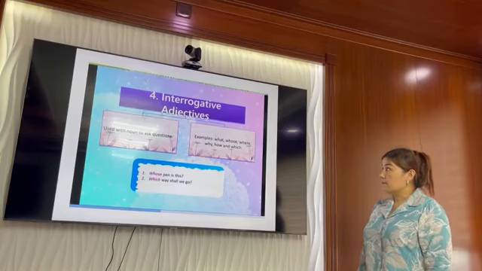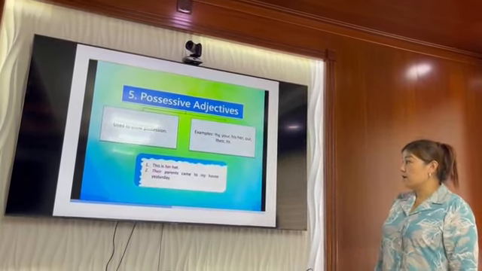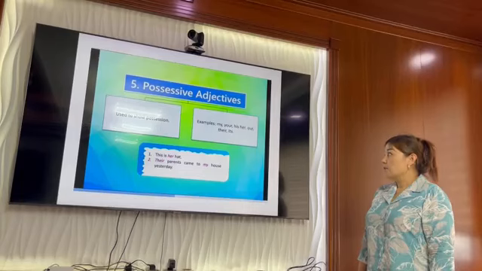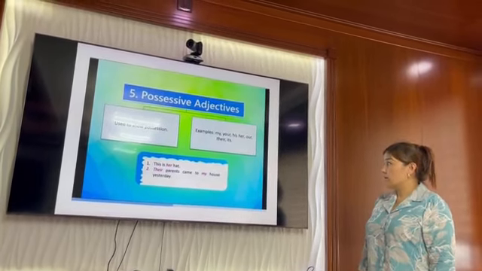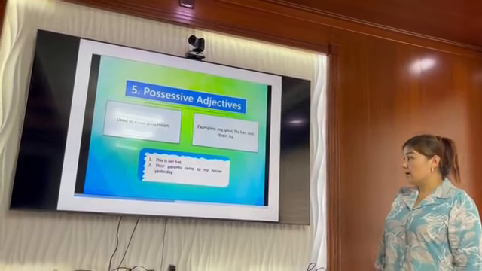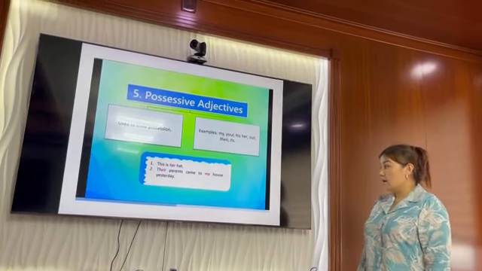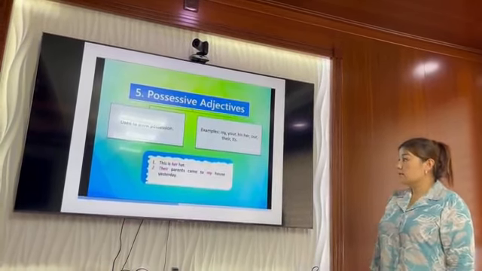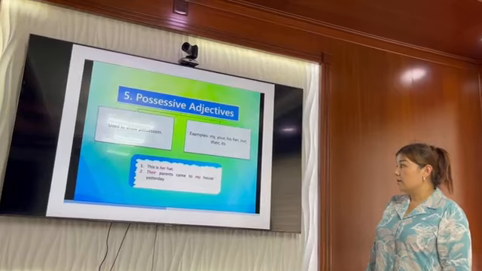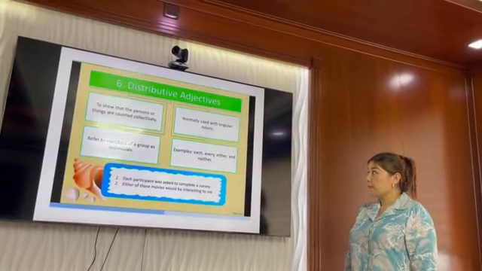Next is possessive adjectives. Possessive adjectives are used to show possession. For example, my, your, his, her, their, its, or our. This is his hat. This is her hat. In the next sentence, their parents came to my house yesterday. Their, her, their, and my are possessive adjectives.